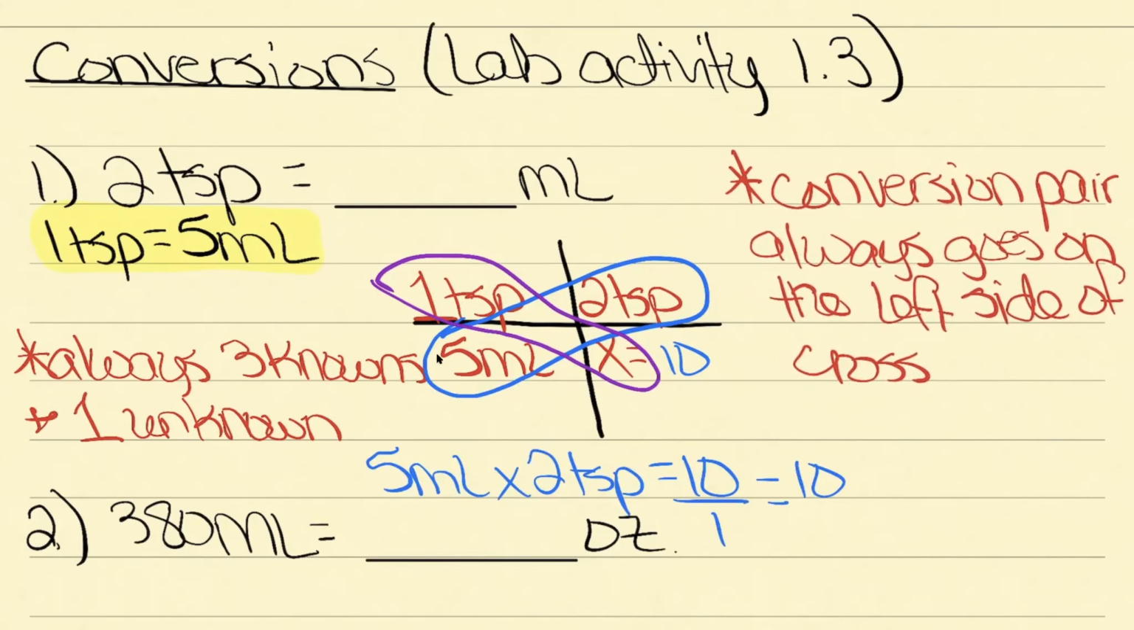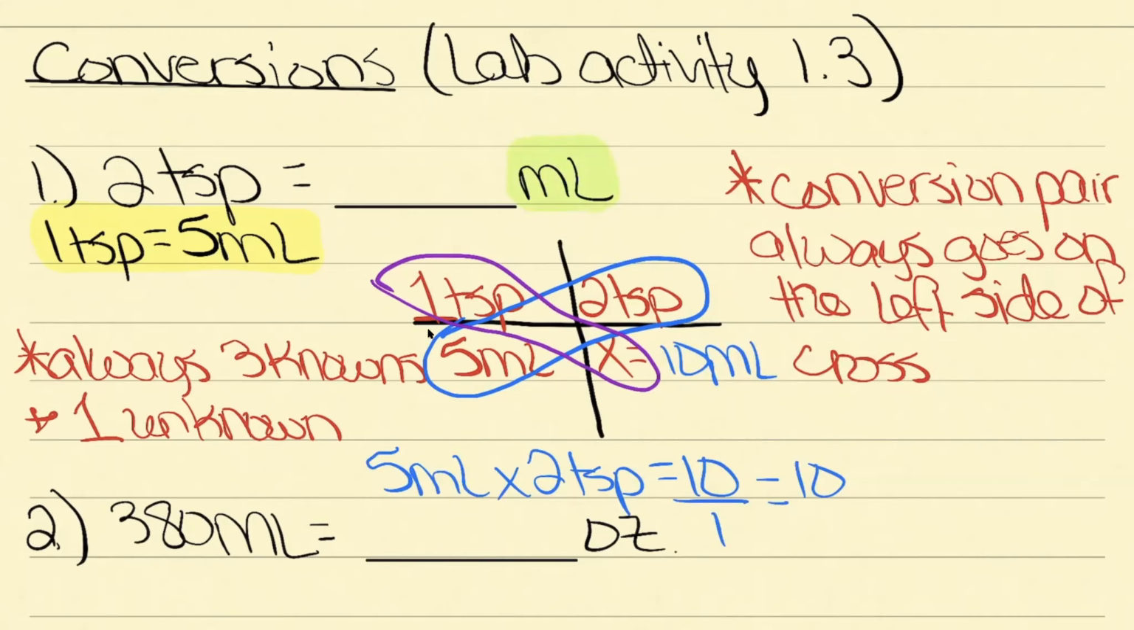Make sure you always put your unit. So we have teaspoon, teaspoon right here. We have milliliters right here. Then this has to be milliliters as well. And we know that because of what it's asking for. It's saying 2 teaspoons is equal to how many milliliters, so we know that our answer should be in milliliters. Our units should be in milliliters.